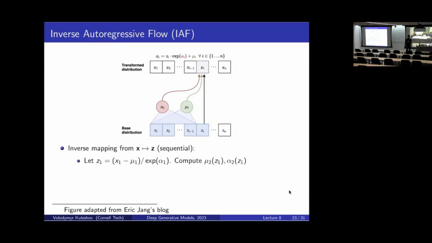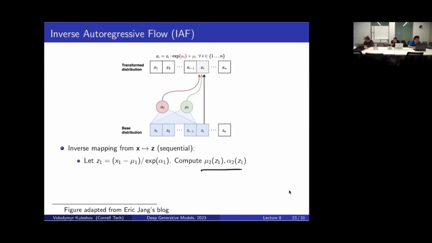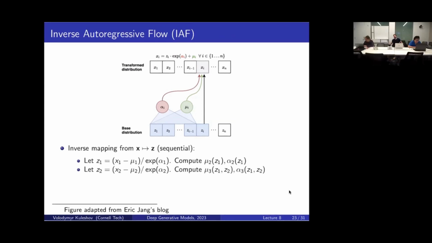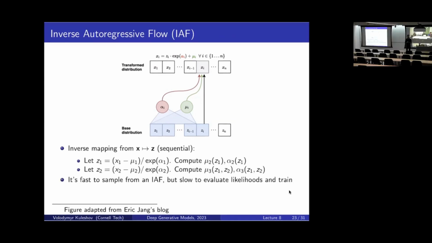Now that I have Z1, I can compute mu2 and alpha2. Now that I have mu2 and alpha2, I can compute Z2, because I do the shift and scale. And then once I have Z2, I can compute mu3 and alpha3 and so on. Right, so this is the inverse mapping. It exists, it's clearly invertible. This layer is invertible. But it has this interesting feature that now in an inverse autoregressive flow, the Z to X mapping is fast, but the X to Z mapping is slow.